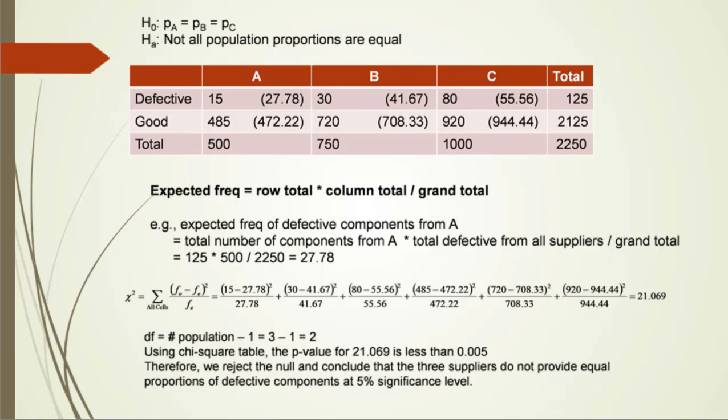The degrees of freedom again is the number of populations minus 1. That is 2 here. From the chi-square table, the p-value is the upper-tailed probability of 21.069, which is less than 0.005. Such a small p-value implies plenty of evidence to reject the null. We would be able to conclude the 3 suppliers do not provide equal proportions of defective components at 5% significance level.